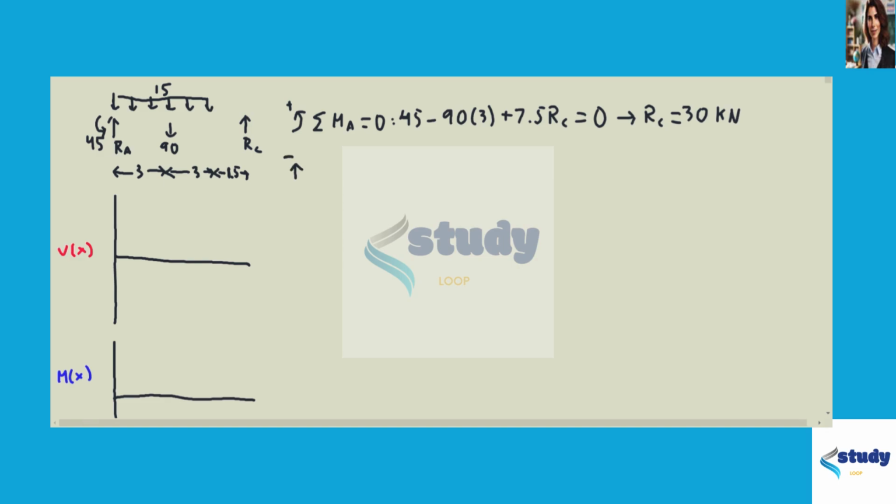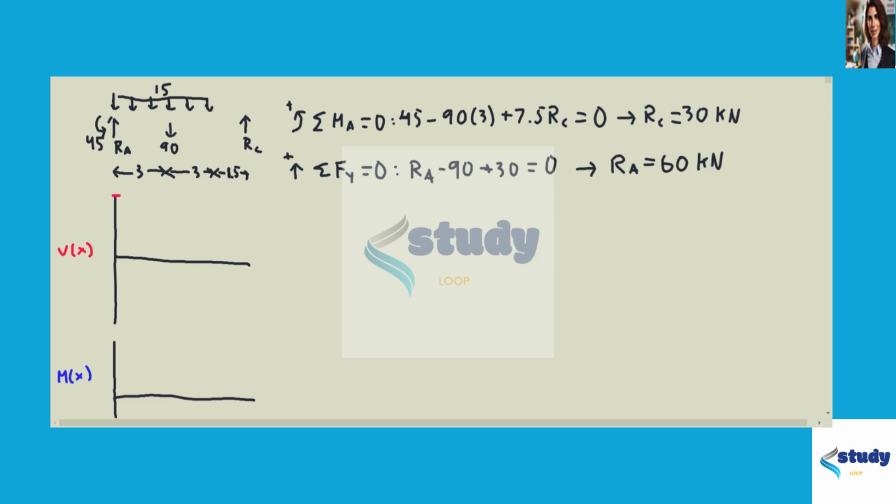And then we can sum our forces in the y direction, set them to 0. Right, we've got our A minus the resultant 90 plus a 30 equal to 0. And that gives us reaction at A equal to 60 kilonewtons. All right, and now we can draw our shear diagram.